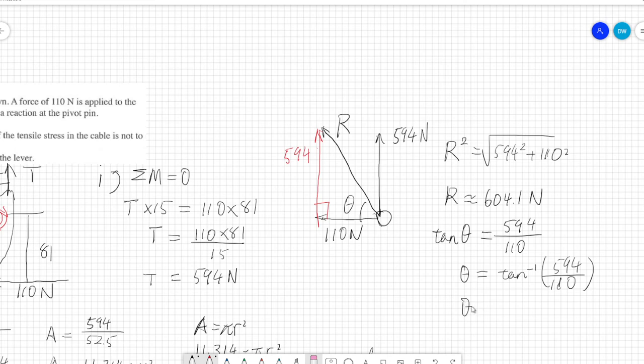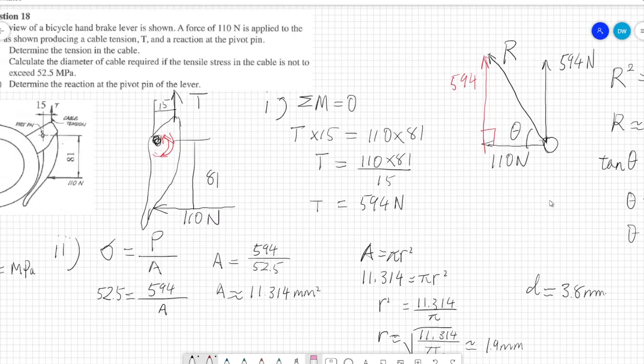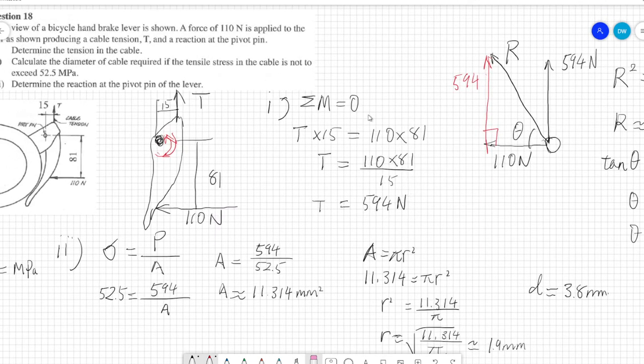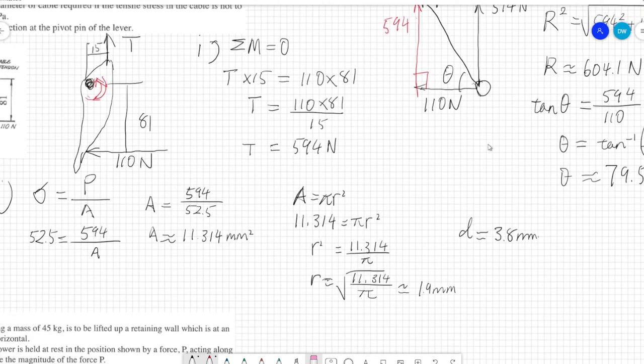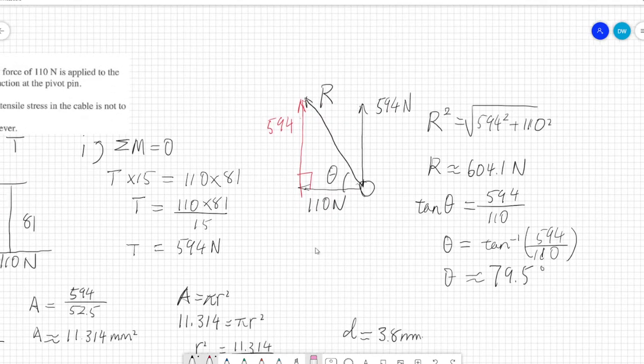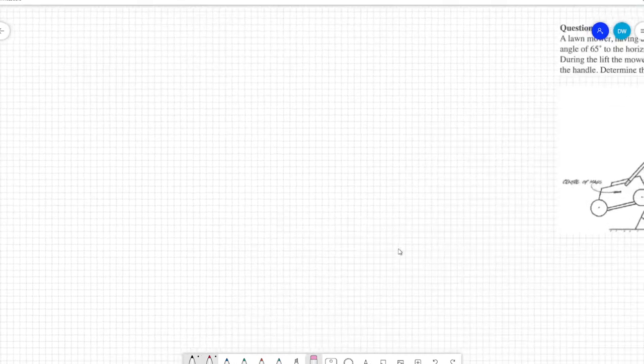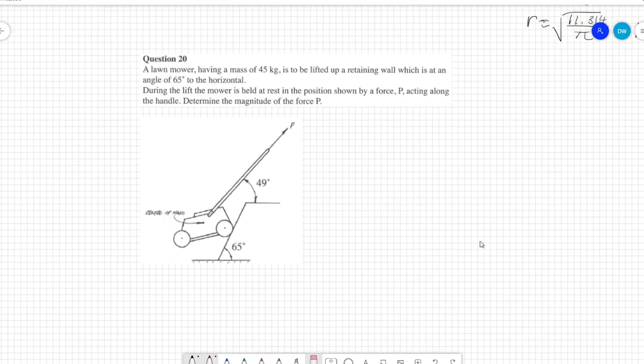So theta should be approximately 79.5 degrees. Yeah, so that's our answer. Let's check everything. We have the tension, we also found the diameter, and we found the reaction.